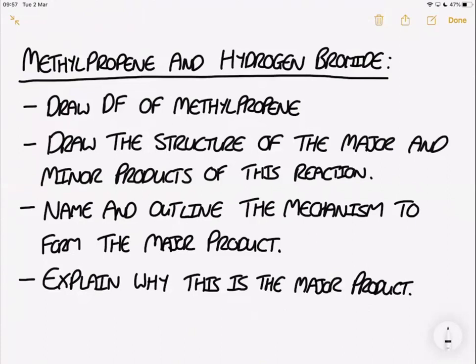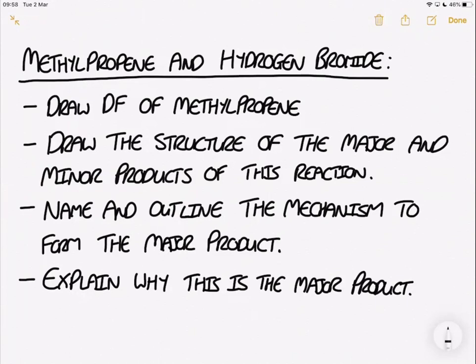Then name and outline the mechanism to form the major product only, right? So we only need one mechanism, the one that forms the major product. That tends to be how the exam questions work. They don't usually want the mechanism for the minor product. And then finally give an explanation, in terms of relative stability of carbocations, of why this is the major product.